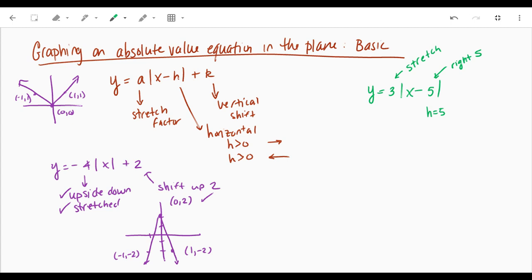Okay, so we're going to take our vertex that was at 0, 0 and move it to 5, 0. And then since the stretch factor is 3, I'm going to move right 1 and up 3. So that would be at 6, 3. And I'm going to move left 1 and up 3. So that would be at 4, 3. Ooh, kind of looks like a fox. Or a badger, maybe. There you go.